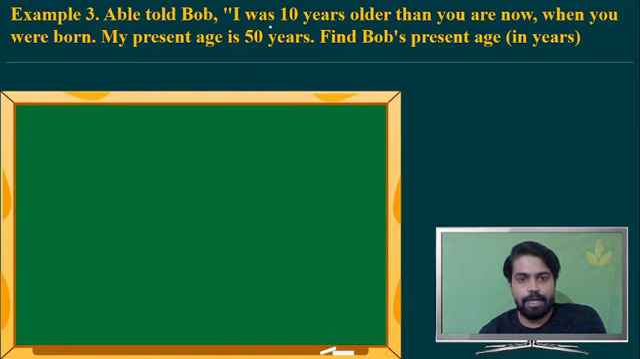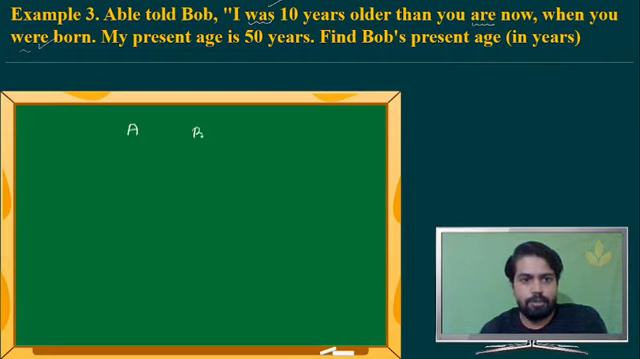Abel told Bob, I was 10 years older than you are now when you were born. So you need to see the tenses here. Are, were, was. So this is past, this is past. These two are same timeline. This is present.